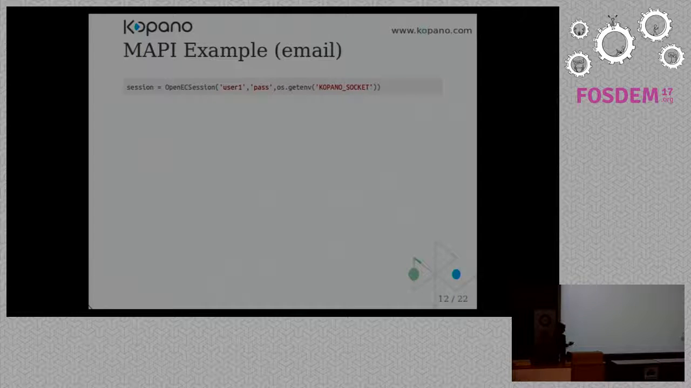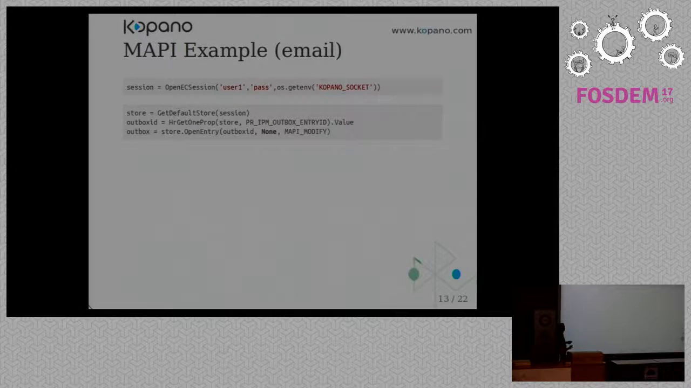So I'll now show an example of how you would write some code in MAPI and how you would write it in our new API. So first off, you have to connect to the server. And you open a session to the server with your new username and your password. Then you have to get the store where all your data is. So you ask a session, give me the store. Then you want to go to the outbox folder. Oh yeah, we're sending an email, by the way.